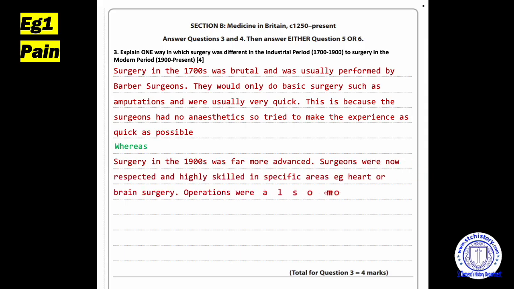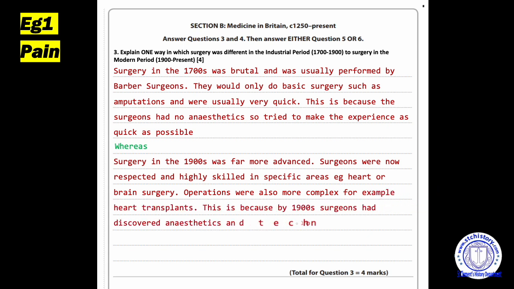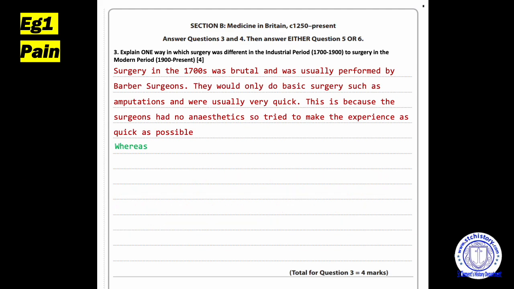This says surgery in the 1900s was far more advanced. Surgeons were now respected and highly skilled in specific areas, for example heart or brain surgery. Operations were also more complex, for example heart transplants. This is because by the 1900s surgeons had discovered anesthetics and technology such as robotics and keyhole surgery. Alright, so obviously the language isn't perfect there, there's probably a few grammar mistakes, but in the stress of an exam you won't be marked down for that. But hopefully you can see we've got the what they did or what they thought and the why. It's always easy to do the why when you say this is because.